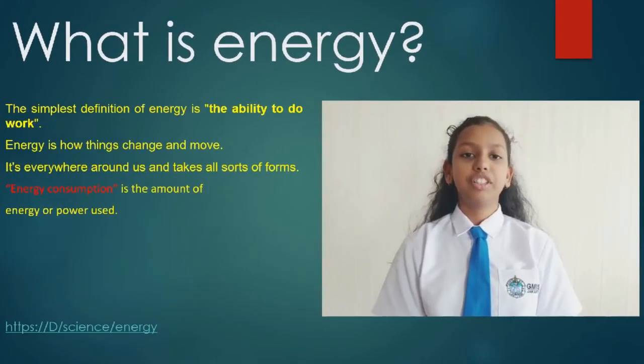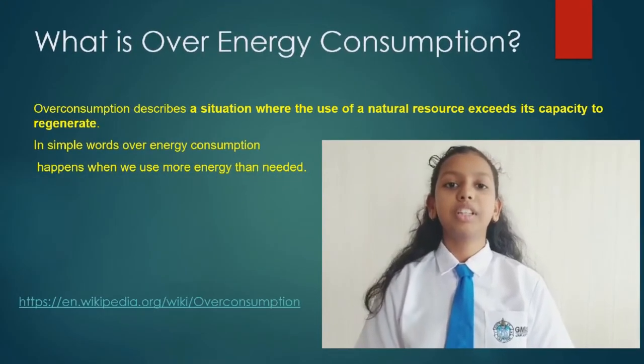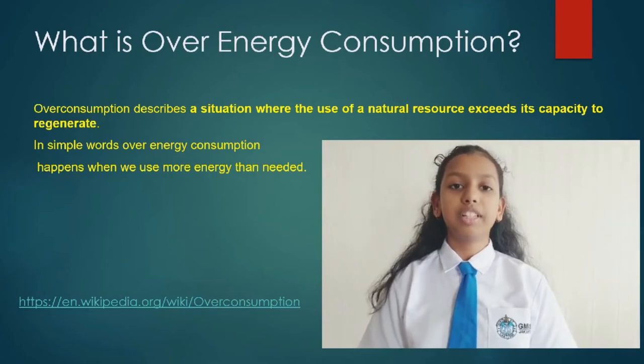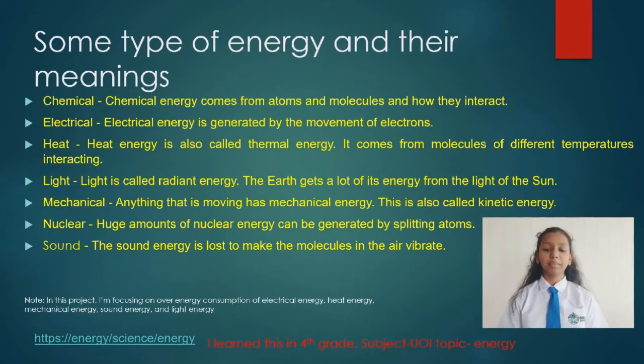The simplest definition of energy is the ability to do work. Energy consumption is the power or energy used. In simple words, over-energy consumption happens when we consume more energy than needed. A few types of energy are chemical, electrical, heat, light, mechanical, nuclear, sound, etc. Note, in this project, I'm focusing overconsumption on electrical energy, heat energy, mechanical energy, sound energy, and light energy.